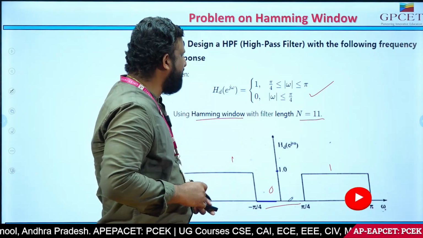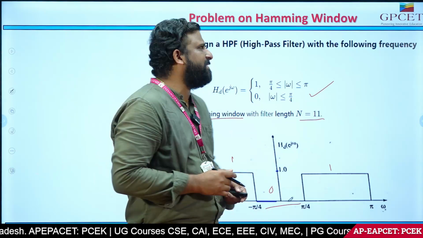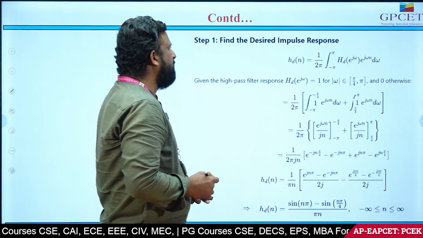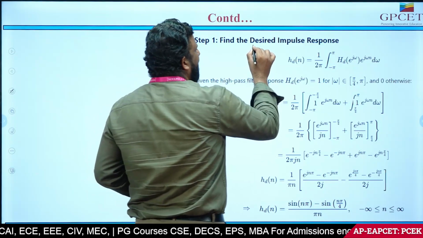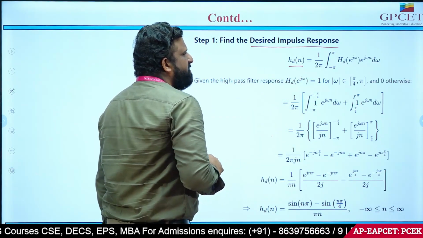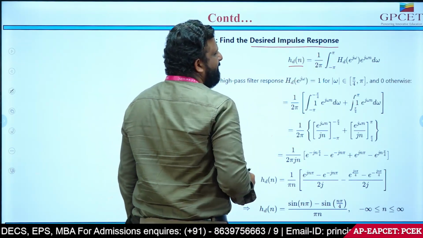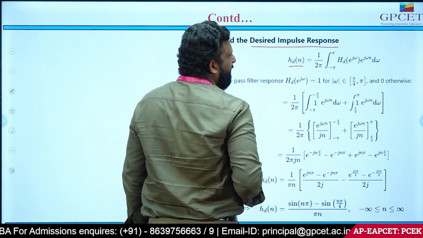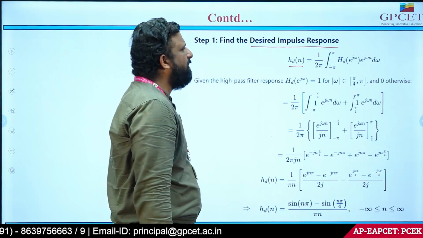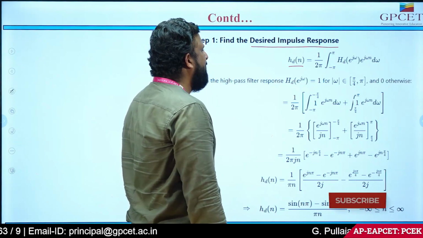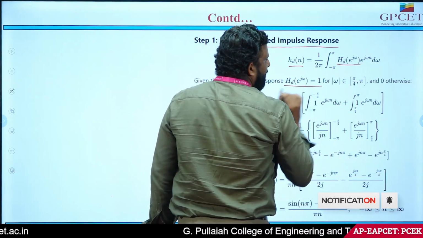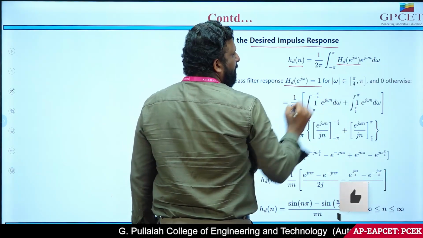So with all these specifications, let us see step by step how we are going to design this linear phase high pass filter. In the first step, we find the value of the desired impulse response, HD of n. We know the equation: HD of n is equal to 1 by 2 pi times the integral from minus pi to plus pi of HD of e power j omega into e power j omega n d omega. This is the actual equation for the desired impulse response. And the condition given in the question is that HD of e power j omega is equal to 1 within the range pi by 4 to pi.